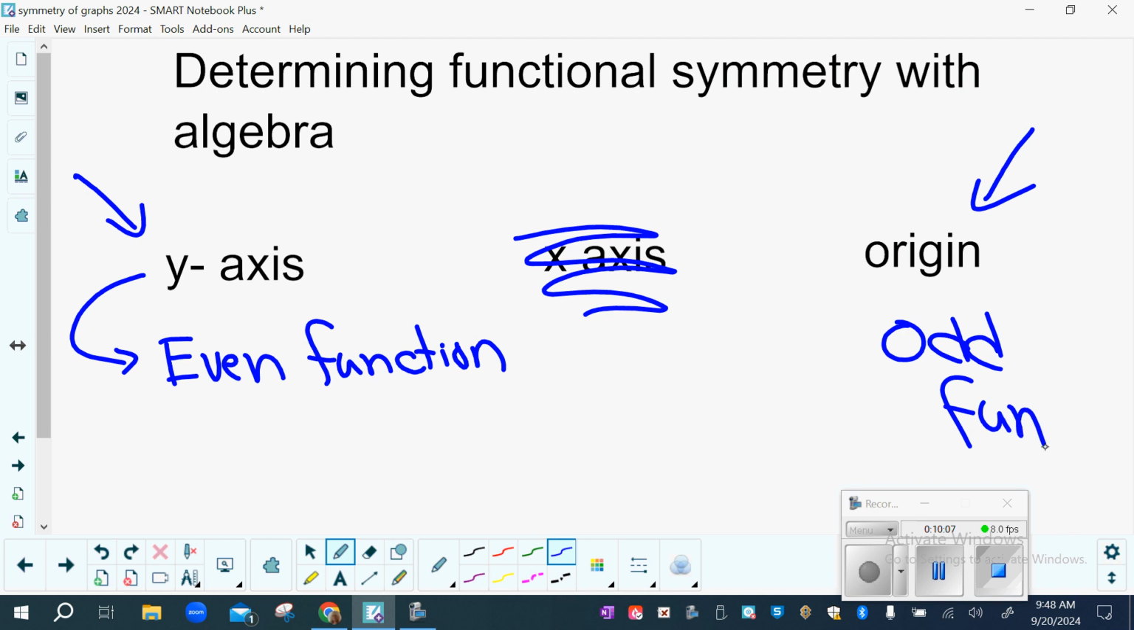What they will do on an SAT or ACT is give you 3 or 4 graphs, and ask which one of these is an even function and which one is an odd function. Here's what you would say: if you have that y mirror, it would be even. If you could spin it, it would be an odd function.